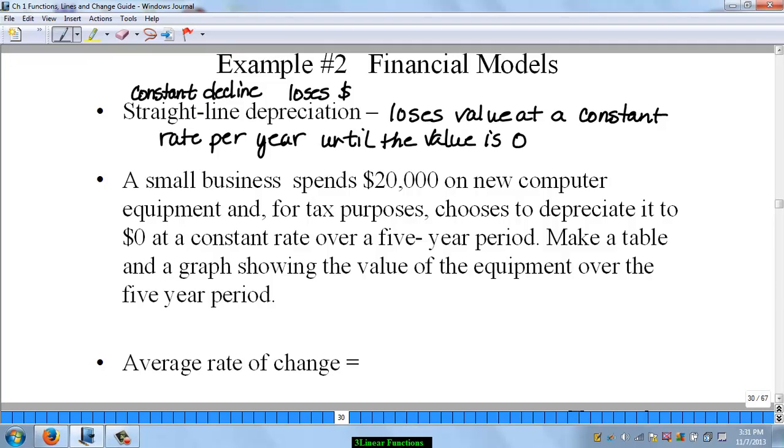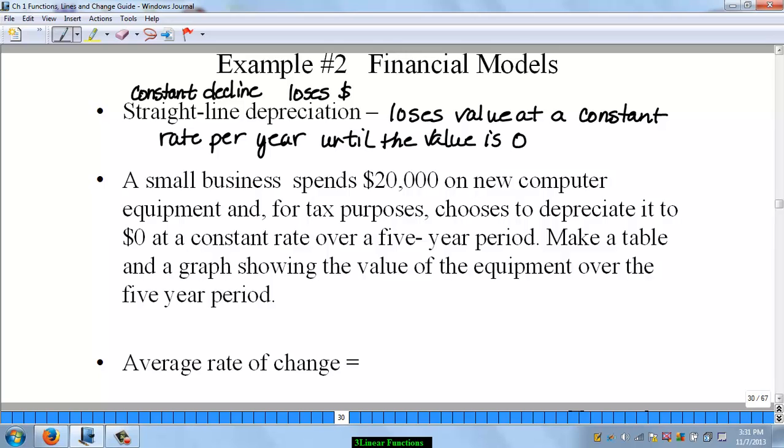So we have a small business here. It spends $20,000 on new computer equipment and for tax purposes chooses to depreciate it to 0, excuse me, at a constant rate of change over a 5-year period. Make a table and a graph showing the value of the equipment over the 5-year period.